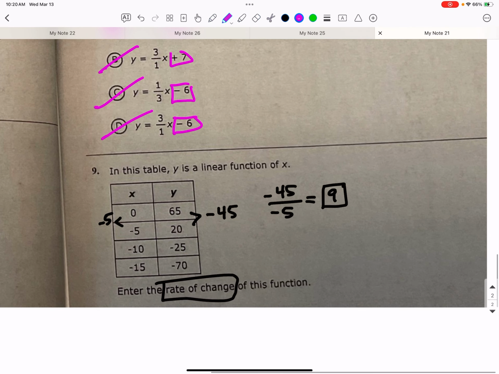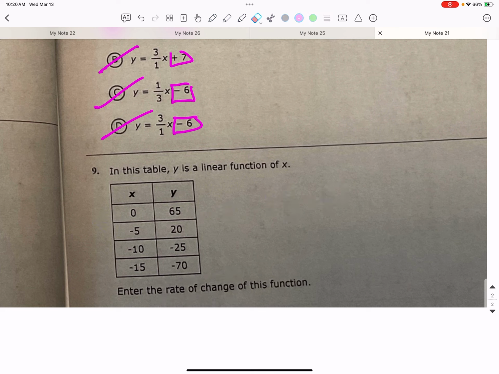Number 9, let's see here. I'm gonna erase everything. What's the rate of change? What's the slope? This goes down 45, I have to make sure it's down. This one also goes down, goes down 5. Negative 45 divided by negative 5. The negatives cancel out. 45 divided by 5 is 9. So 9 is the answer.